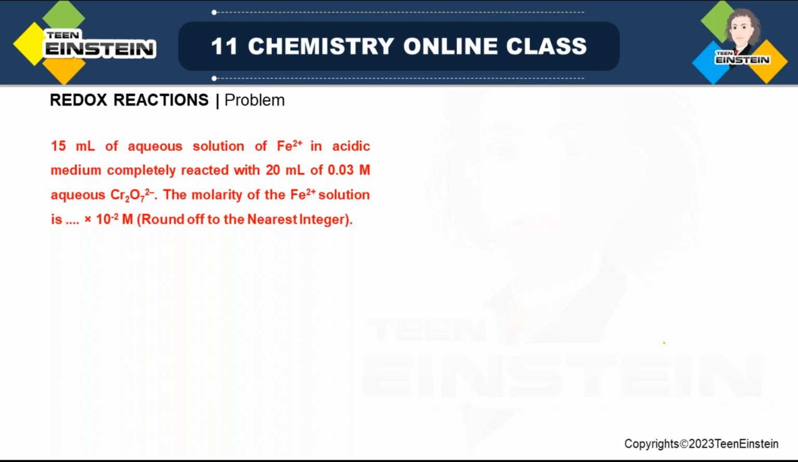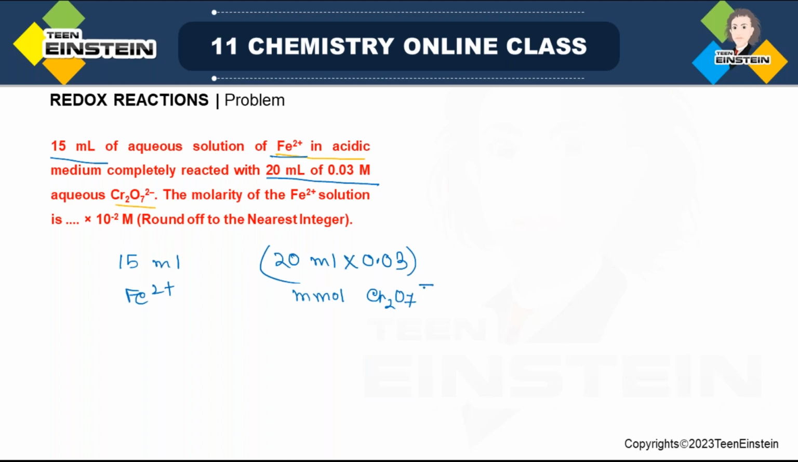Next problem. Again, Fe2+ in acidic medium reacting with Cr2O7. So 15 ml of aqueous solution of Fe2+ in acidic medium is reacting with 20 ml of 0.03 millimolar Cr2O7 2-.